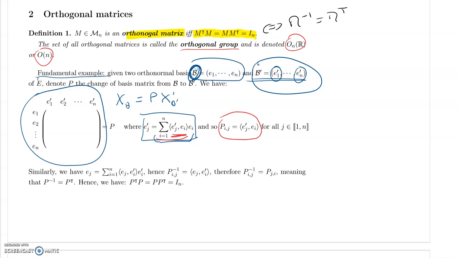The same way, if I want to do the contrary, I've got X_B prime equal to something. What is that something? It's actually P minus 1. I just apply P minus 1 on both sides of the previous equation. So X prime_B is P minus 1 times X_B. So if I want to go from coordinates in the former basis to coordinates in the new basis, this is one way to do it.